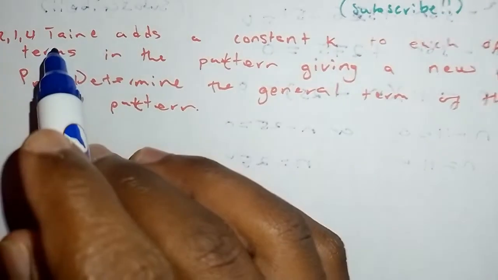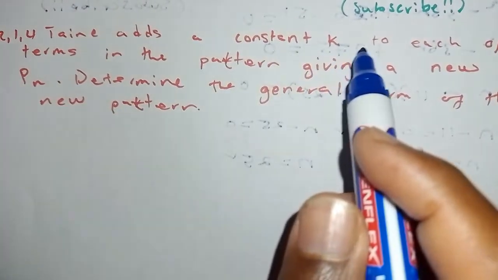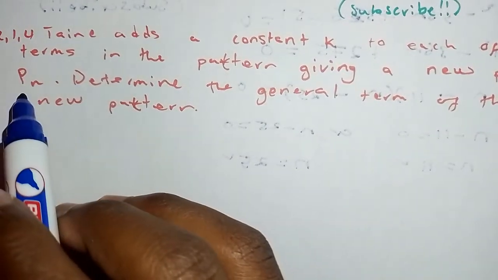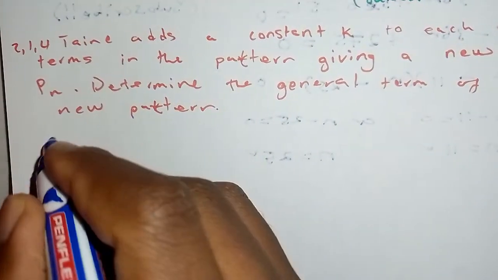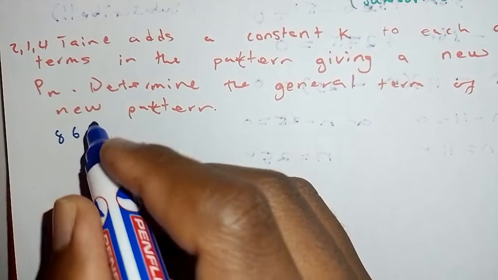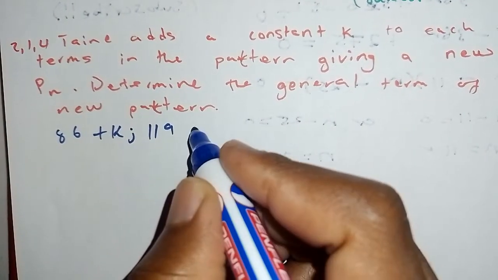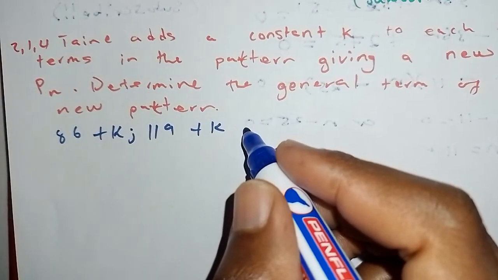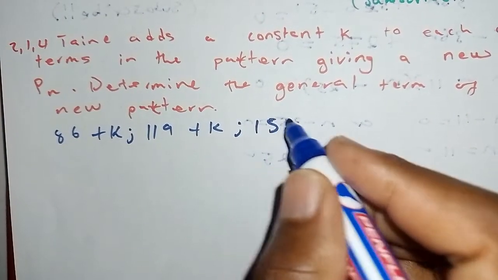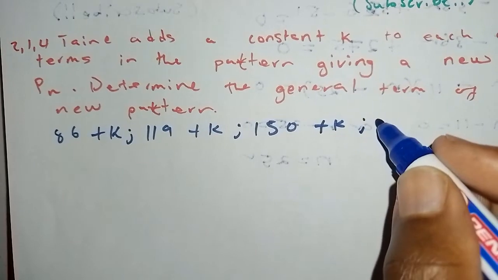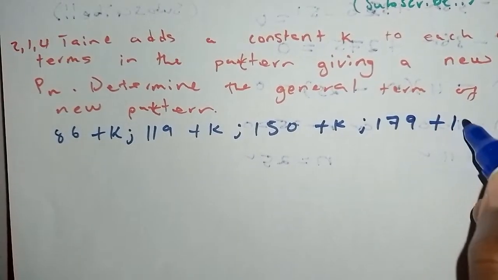They say Tiny adds a constant k to each of the terms in the pattern, giving a new pattern Pn. Determine the general term of the new pattern. So we had 86, but Tiny added k, so 86 plus k. We had 119. Tiny adds k again. We had, I believe, 150. Yes, it was 150. Tiny adds k again. We had 179. Tiny adds k.